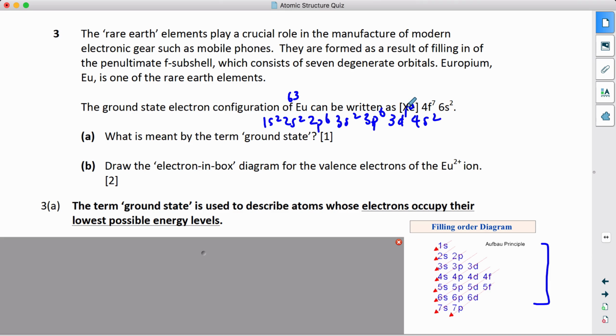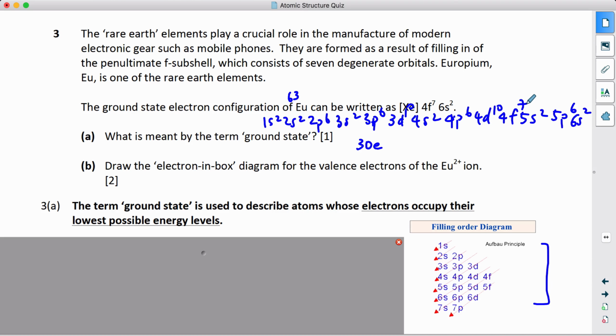So there are already 30 electrons. After 4s2, it will be 3d10, then 4p6. After 4p6 is 5s2. After 5s2 will be 4d10. After that is 5p6, followed by 6s2, followed by 4f7. So for this case, this is europium.